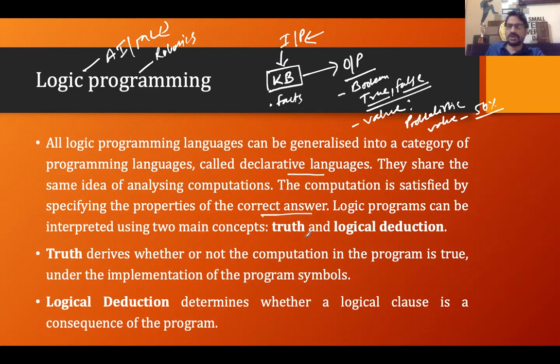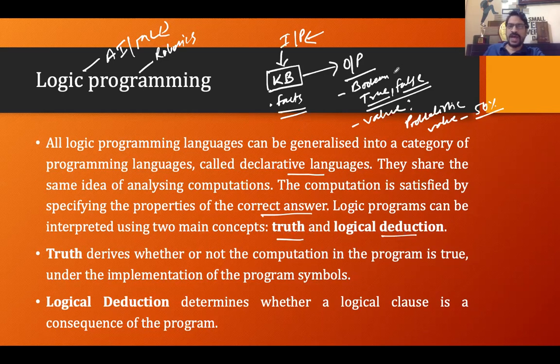The computation is satisfied by satisfying the property of the correct answer. So we have some sort of facts. Facts are nothing but some answers. Based on the answers, we do the query, and based on that, it will do the processing and give me the output. So the logic program can be interpreted using two main concepts, truth and logical deduction. Let's see what we mean by truth and what we mean by logical deduction.